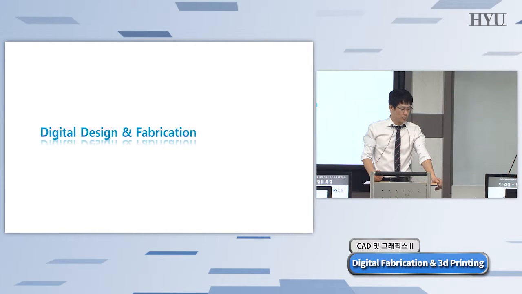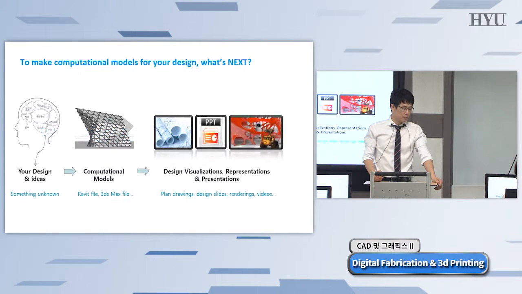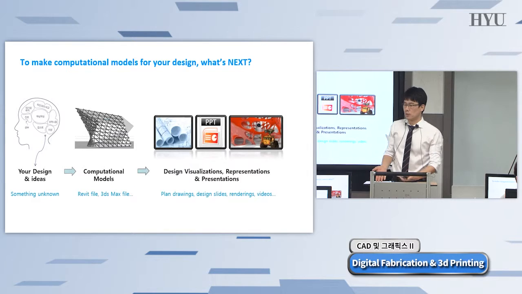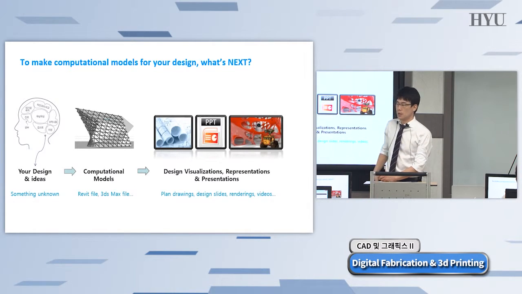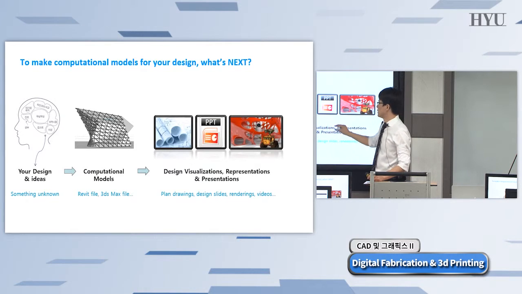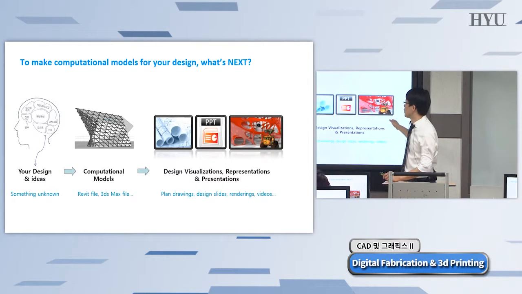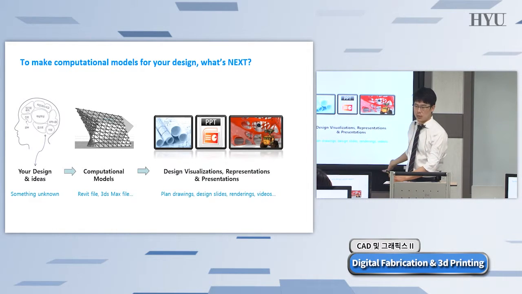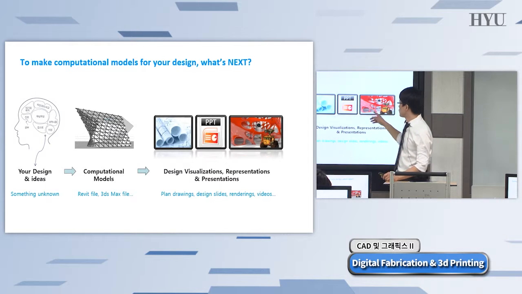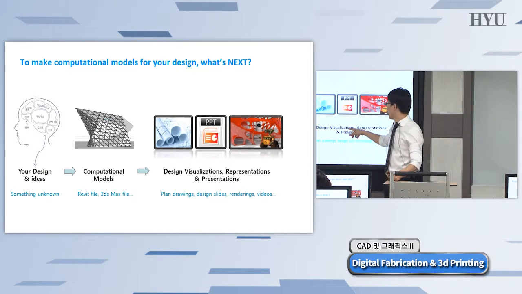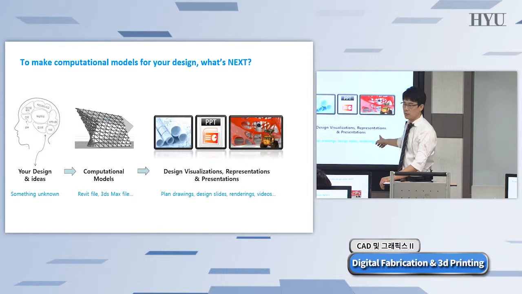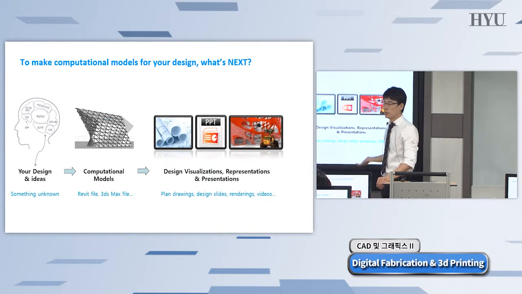Okay, let's move on. Digital design and fabrication. So far, we have learned digital design, okay? But what is the process of digital design? This simplified 3 steps shows you what is the purpose of design, okay? Your design eventually is visualized, okay? And represented, sometimes by hand drawing, but mostly by using computers.